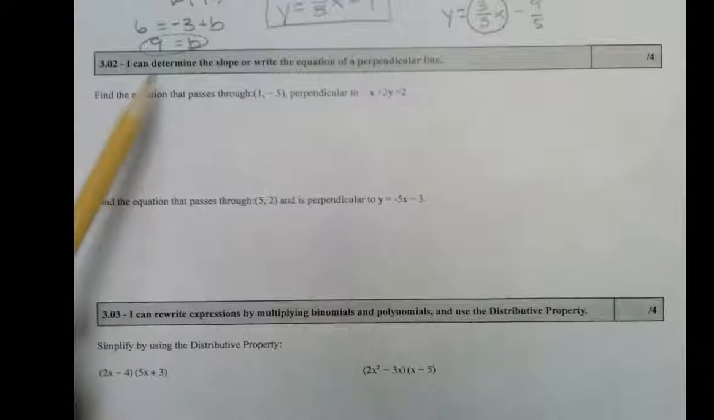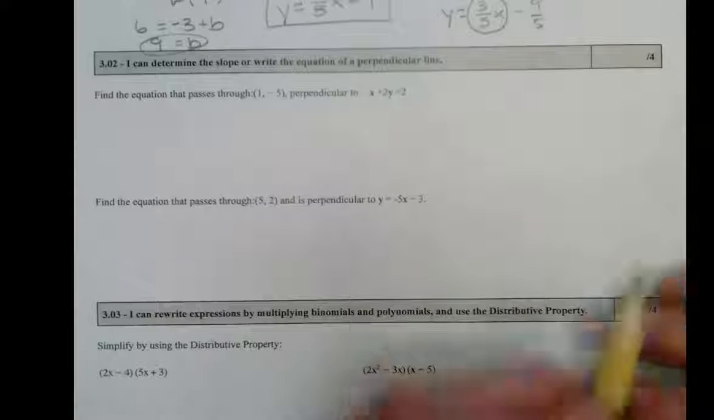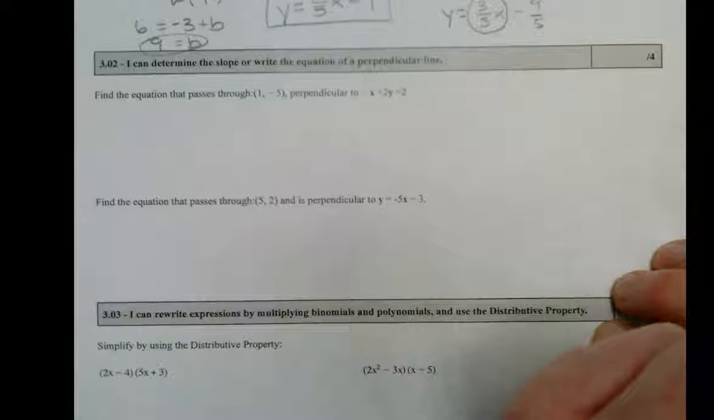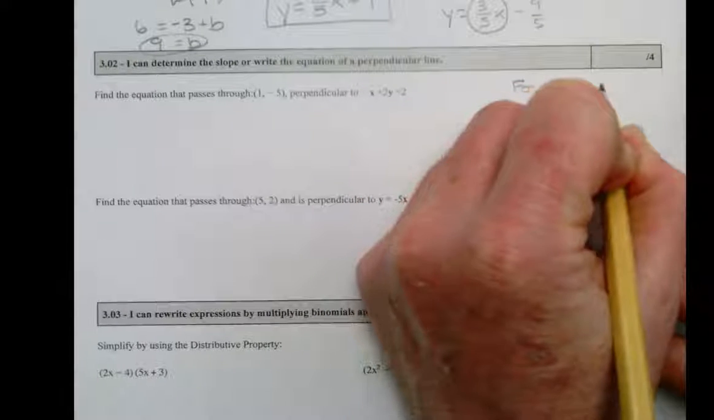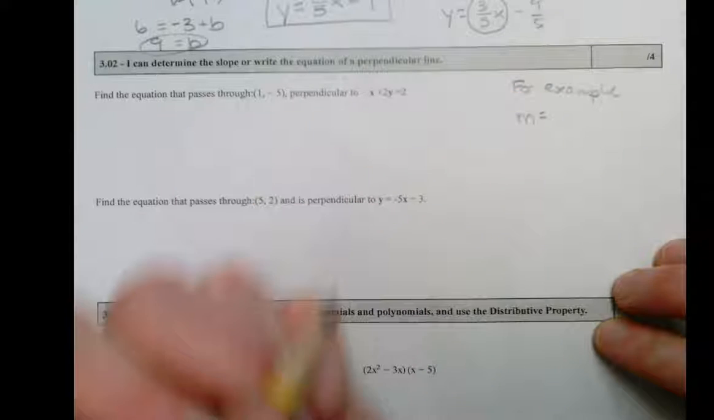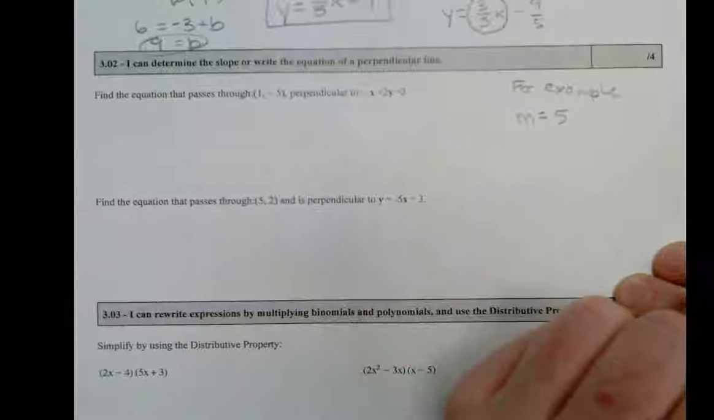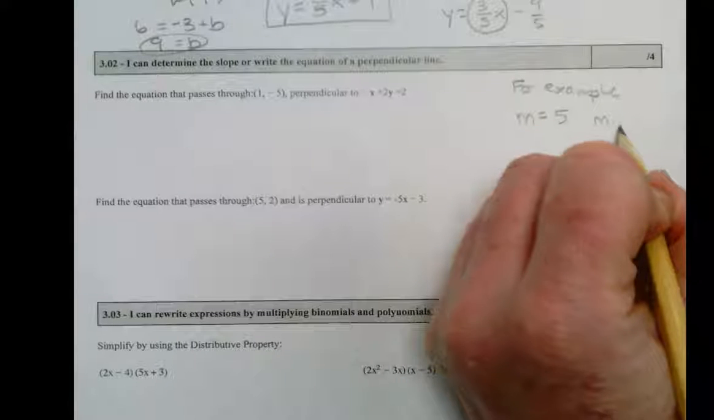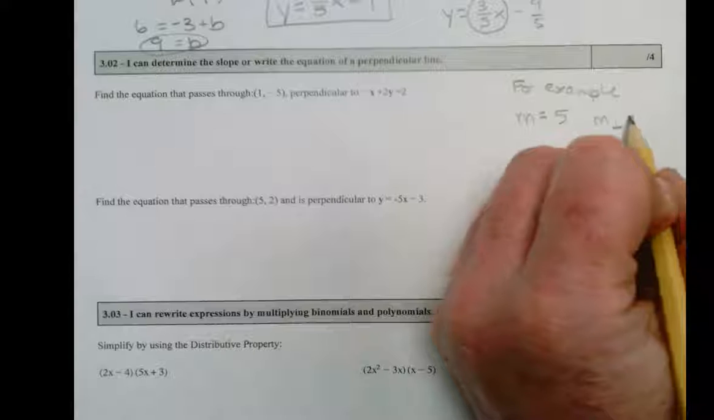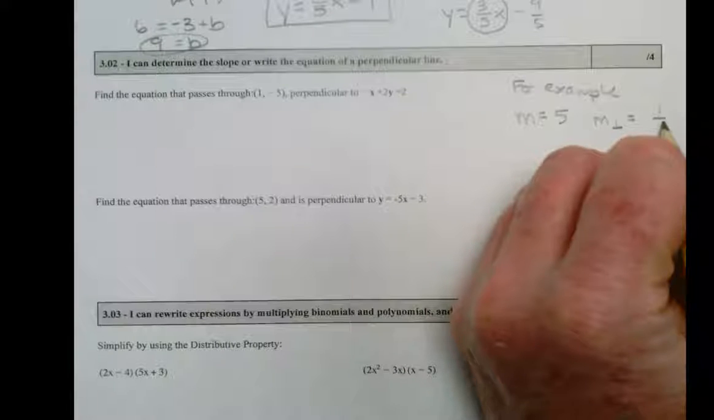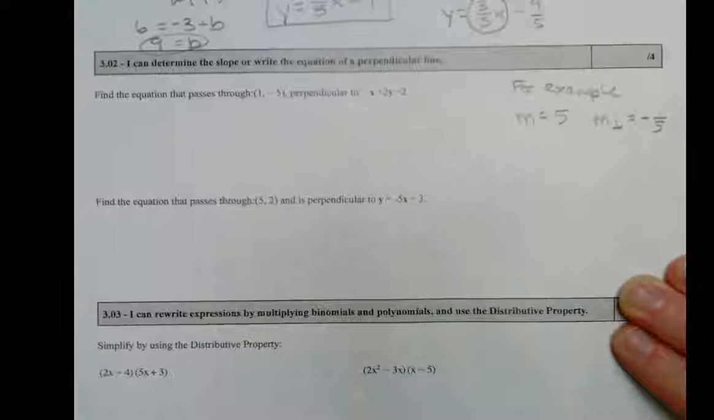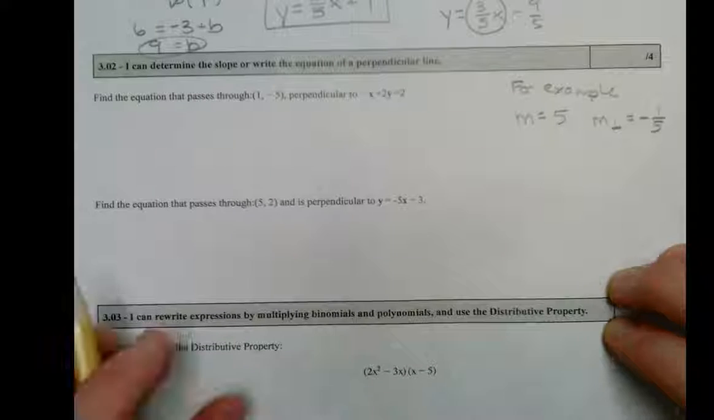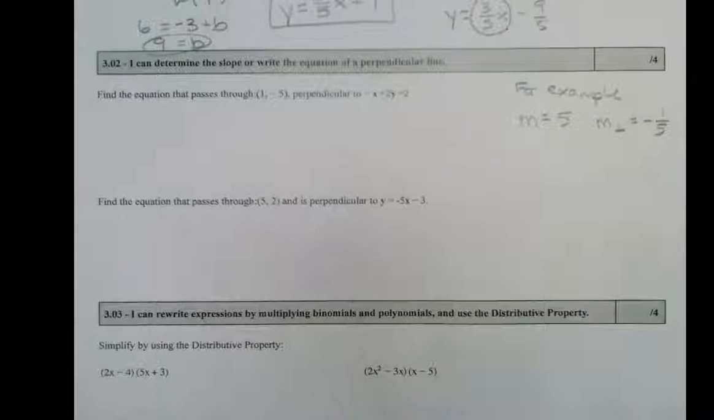I can determine the slope or write the equation of a perpendicular line. All right, so perpendicular slope is the opposite reciprocal. So for example, if the slope of a line is 5, the perpendicular slope is the reciprocal of 5, which is 1/5, and it's the opposite. So if this is positive, the perpendicular slope will be negative. Okay? It's the opposite reciprocal, so flip it, changes the sign.